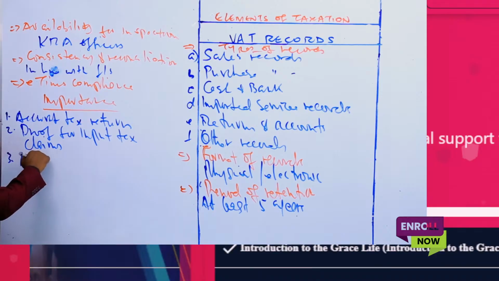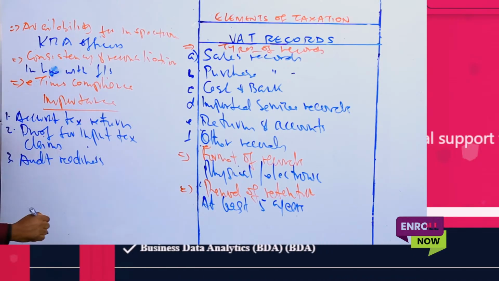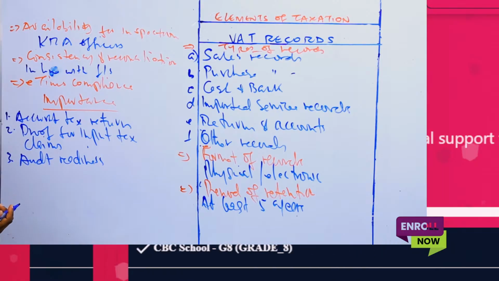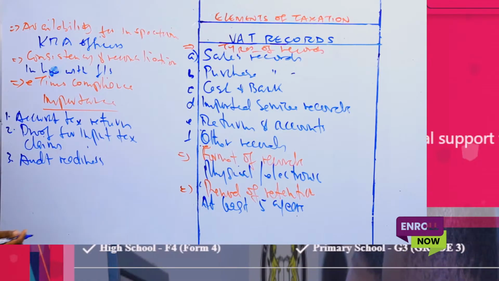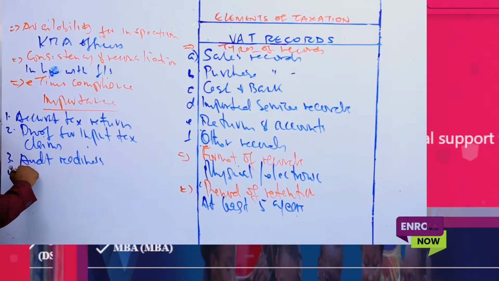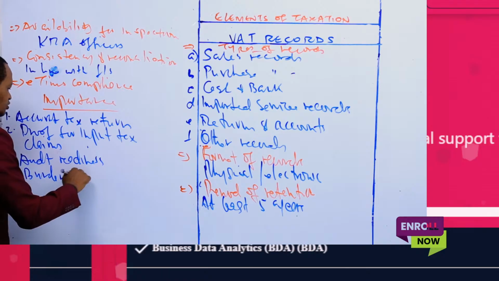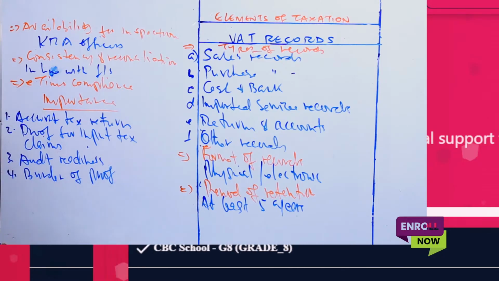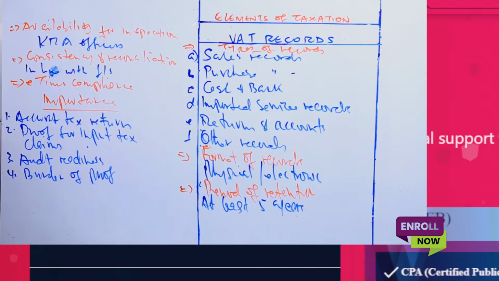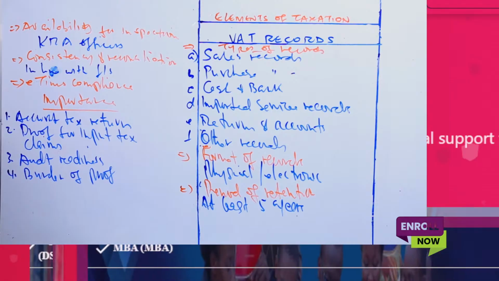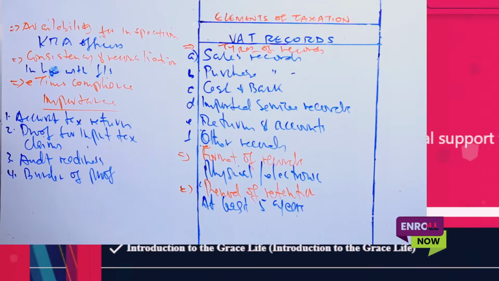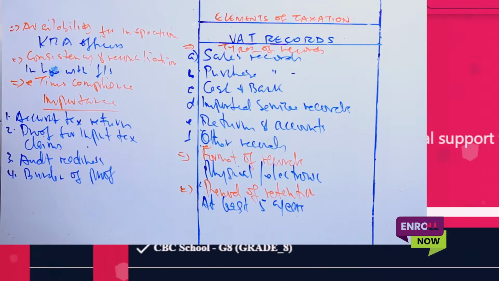3. Audit readiness. These records facilitate smooth KRA audits and reduce the likelihood of disputes, penalties, and additional assessments. Another reason is the burden of proof. Under the Tax Procedures Act, the burden of proving that a tax assessment is incorrect lies with the taxpayer. So without sufficient supporting documentation, it becomes difficult to challenge KRA's assessments.